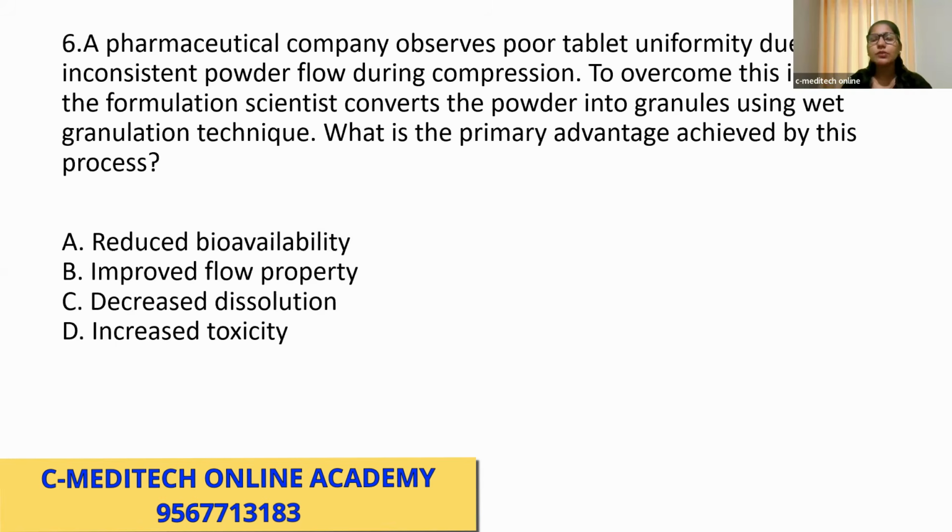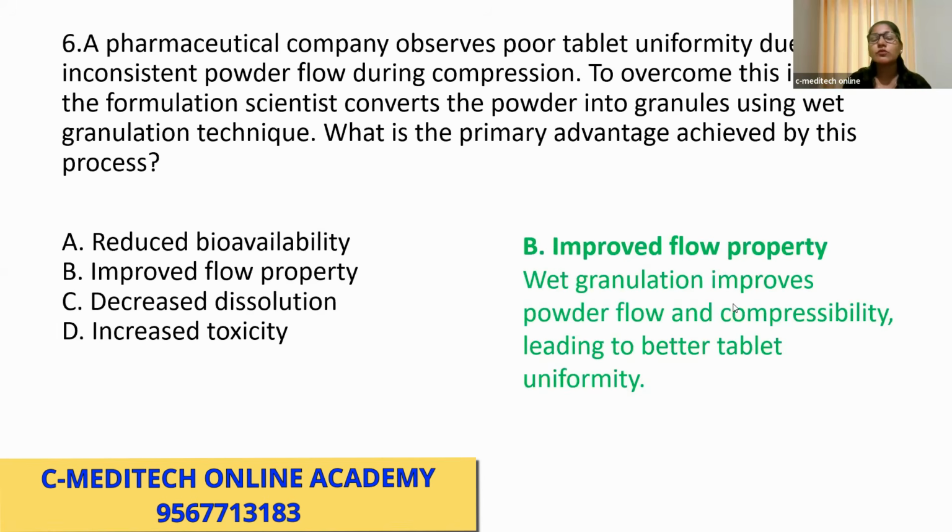So here we have to improve the tablet. The scientists observe poor tablet uniformity, and you have to convert the powder into granules to improve the uniformity. So what will be the answer here? That is to improve the uniformity. Along with that, when it is converted to wet granules, they will increase the flow property. Along with it, it will also improve the compressibility properties. So the answer will be option B, that is improved flow property.